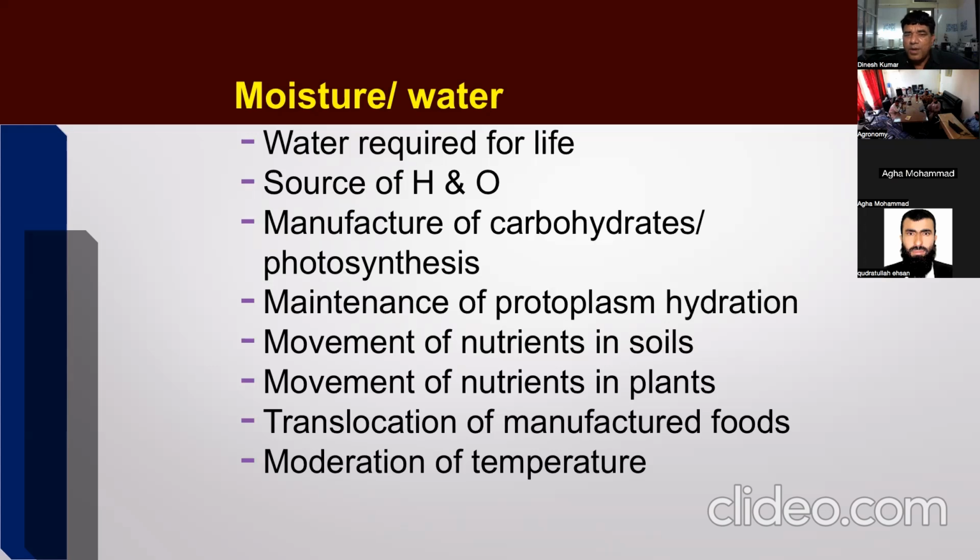And it is also an important source of hydrogen and oxygen. So you know hydrogen and oxygen are also essential nutrient elements required by the plant. So hydrogen and oxygen come from water. Manufacture of carbohydrate: the water molecule is broken down in the process of photosynthesis. It releases hydrogen ions and hydroxyl ions. So this hydrogen is necessary to convert NADP into NADPH. So there its role is there in energy production. So without water, you cannot have photosynthesis.